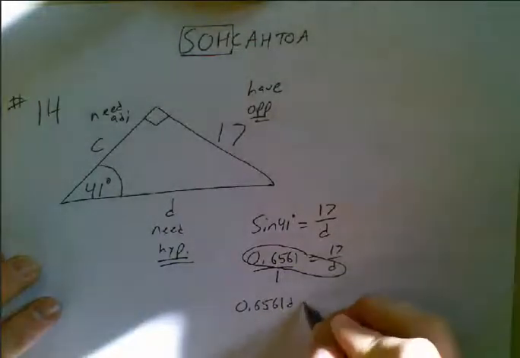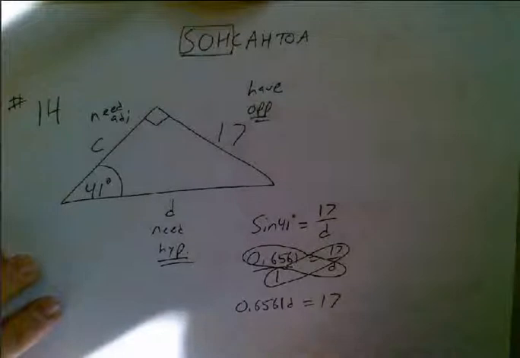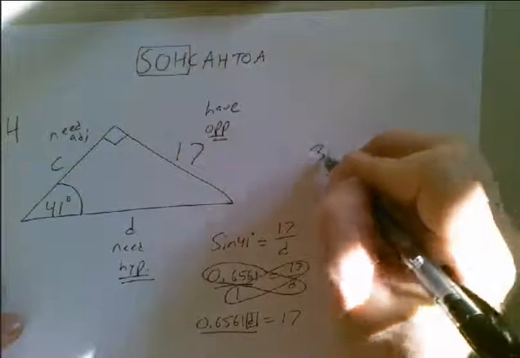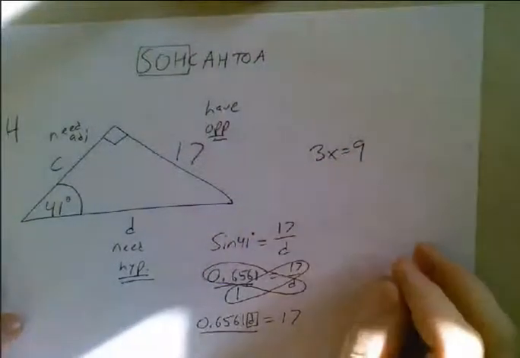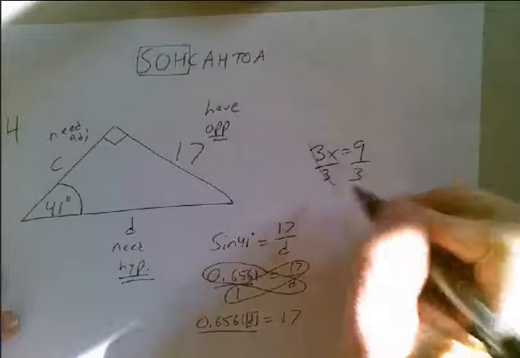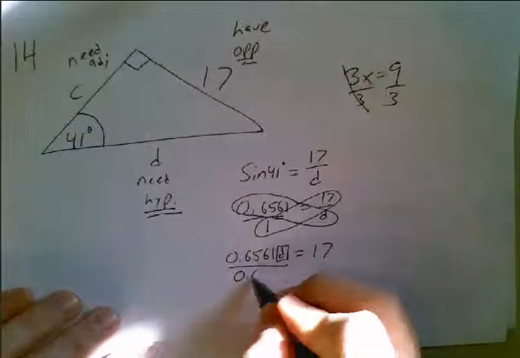0.6561 times D equals 17 times 1, so 17. And if I want to solve for D, I need to divide out whatever this messy number is. If you've got 3x equals 9, and you're trying to solve for x, you divide both sides by 3. It's really the same thing, except it's just a decimal number instead of a whole number. Alright, so that's what we're going to do.